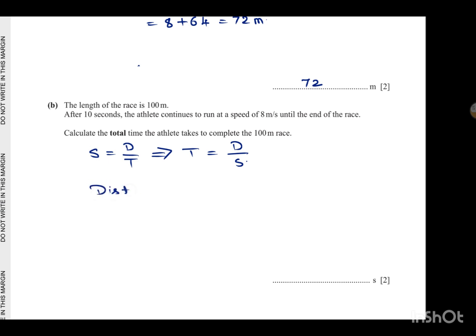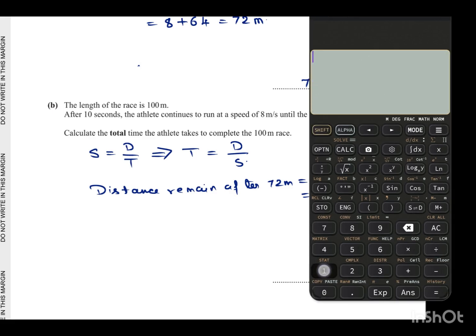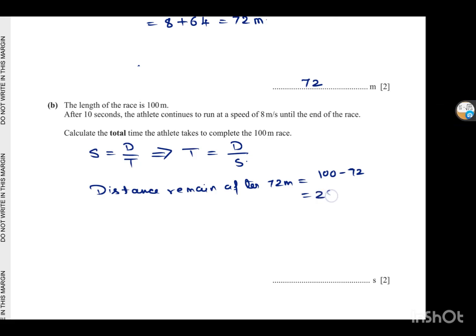The distance remaining after 72 meters will be 100 minus 72. So 100 minus 72 is 28. 28 meters. And speed is 8 meters per second.